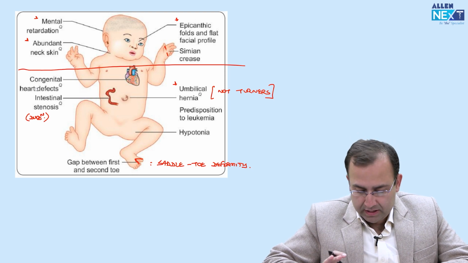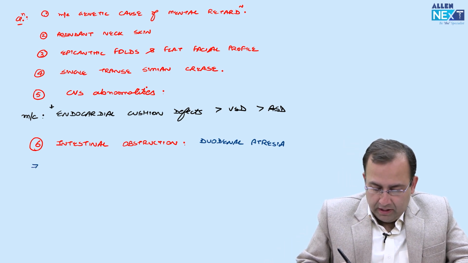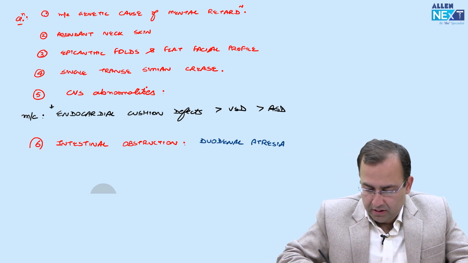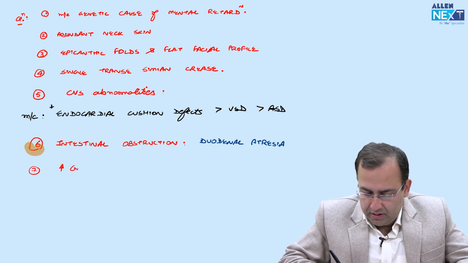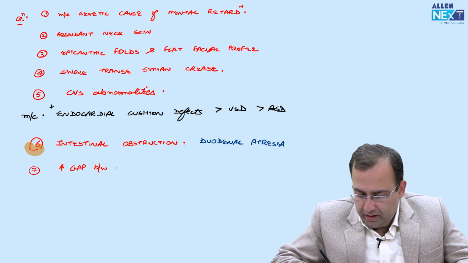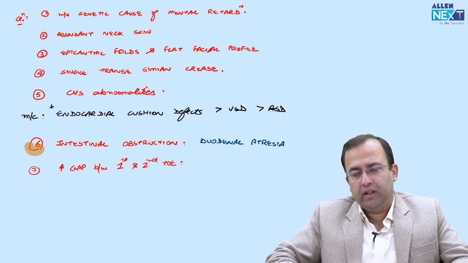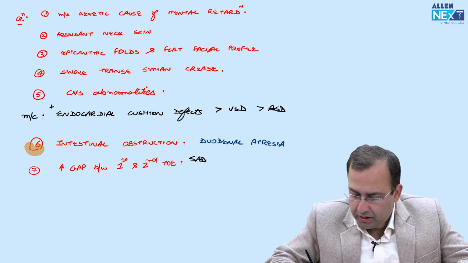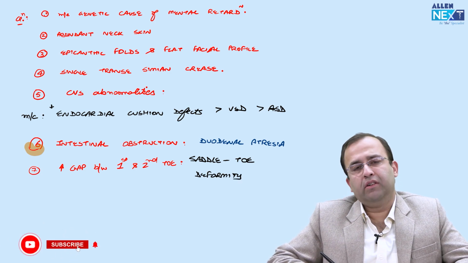So let's write this. Down syndrome is associated with intestinal obstruction. Next, increased gap between first and the second toe, in turn giving it saddle toe deformity. We have already seen that.